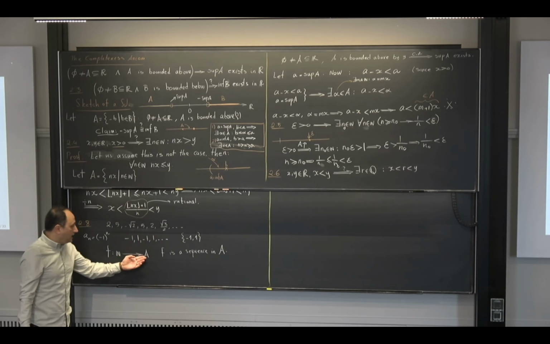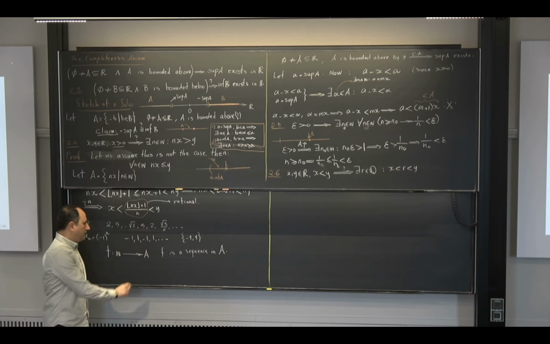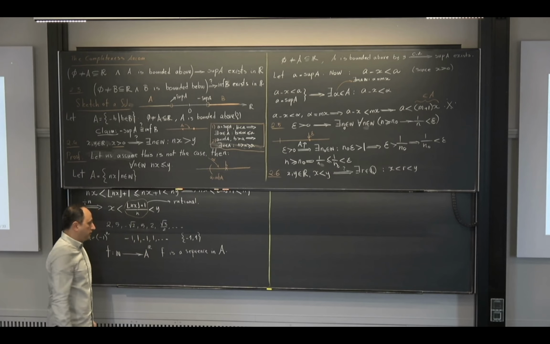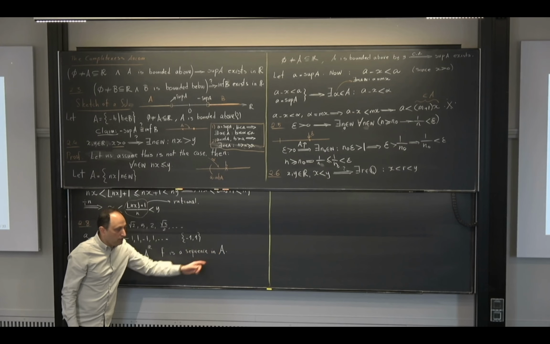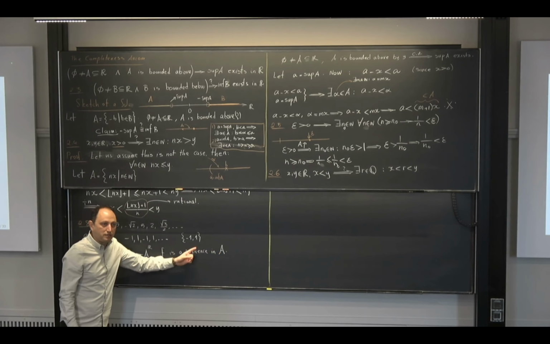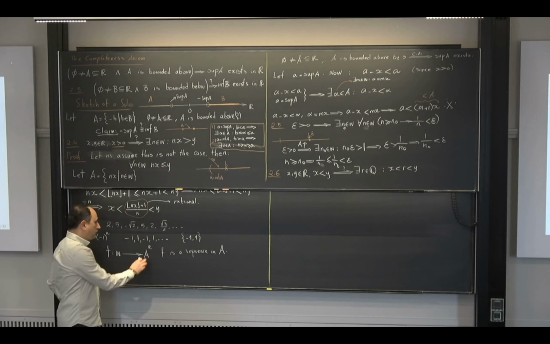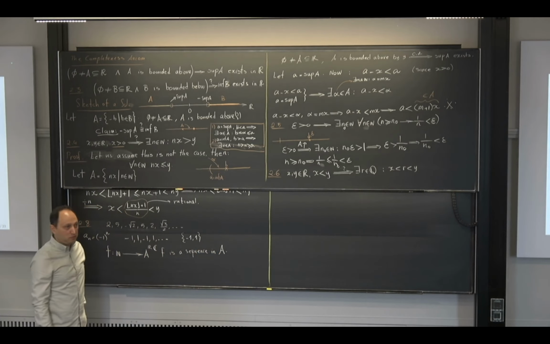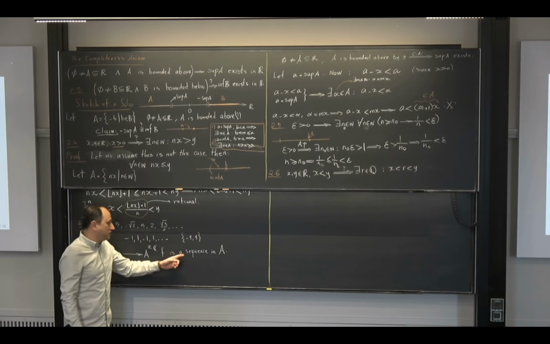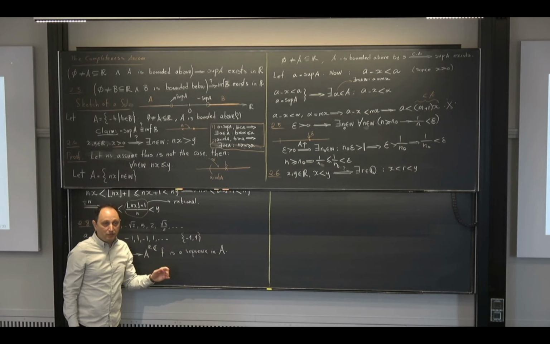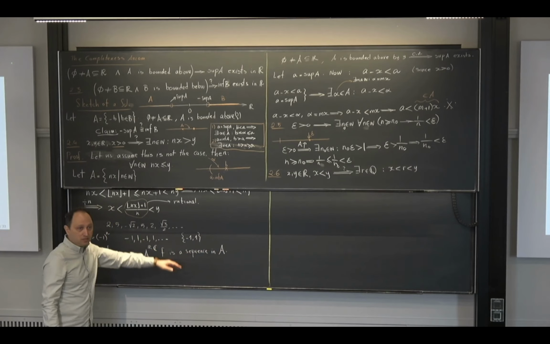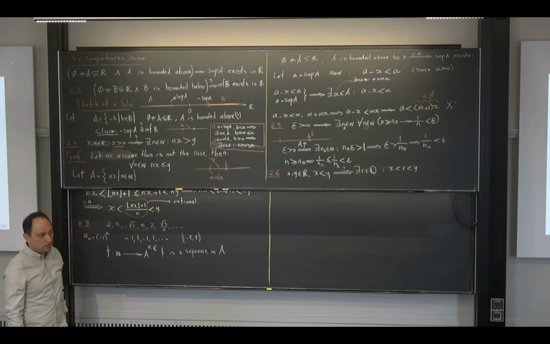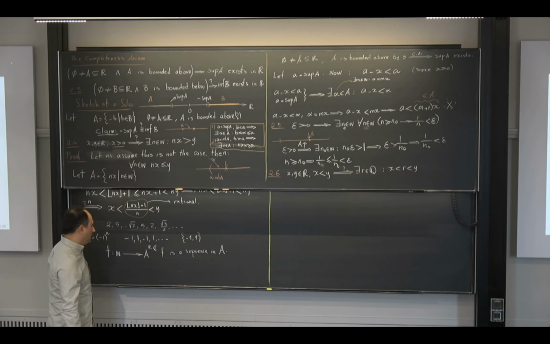But if this A is famous, for example, if A is the set of real numbers, instead of saying that f is a sequence in R, I say f is a real sequence. If it is the set of complex numbers, instead of saying that f is a sequence in C, I would say that f is a complex sequence. Otherwise, I say that this is a sequence in A. So it means the outputs are in A.